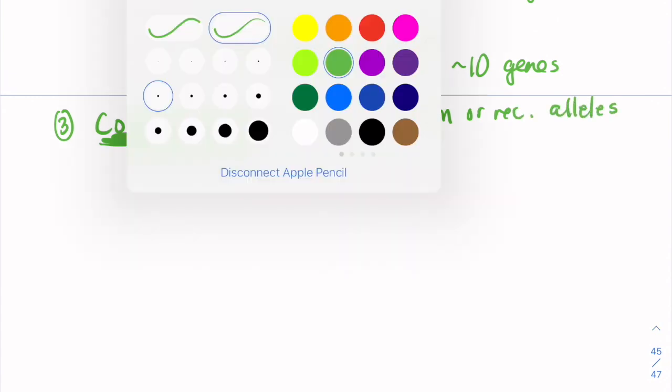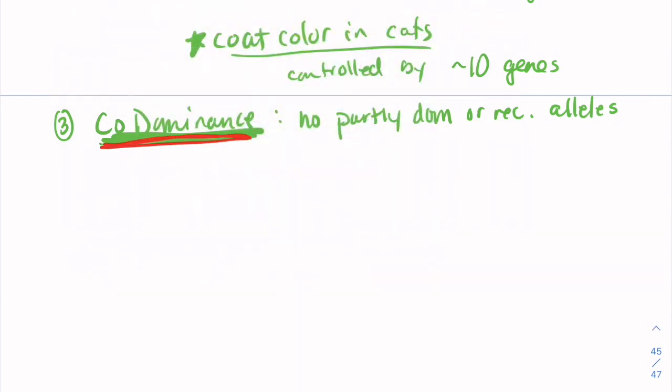And I need to switch the color for this because the example of this is human blood types. Human blood types exhibit co-dominance. So we gotta talk about human blood types and how they work. So you probably know, or you may have heard, that you can't just receive blood. Let's say you need to receive blood. You're in the hospital and you've lost blood for some reason and you need to receive blood. You cannot receive just any blood.